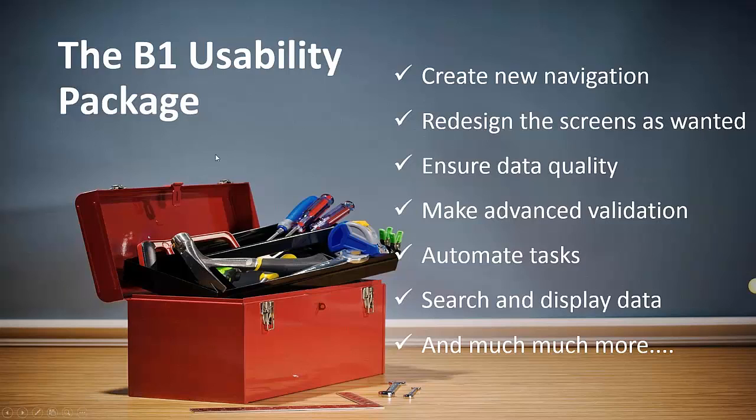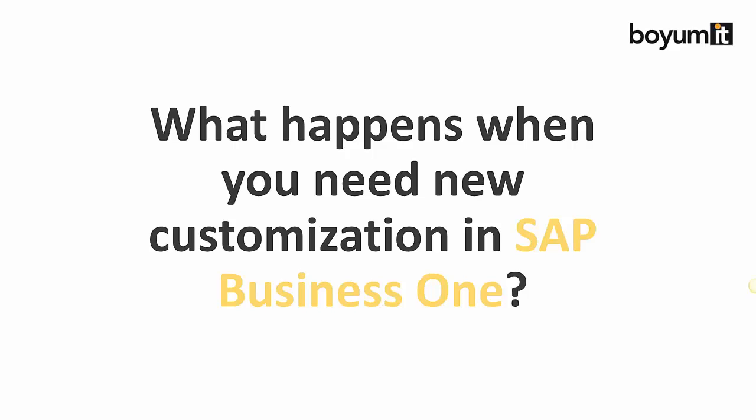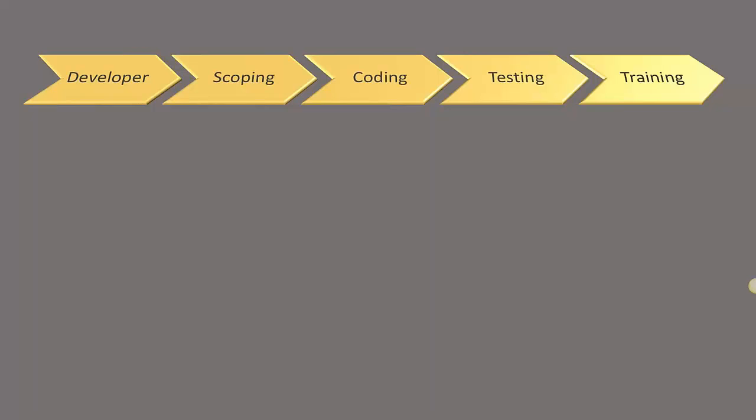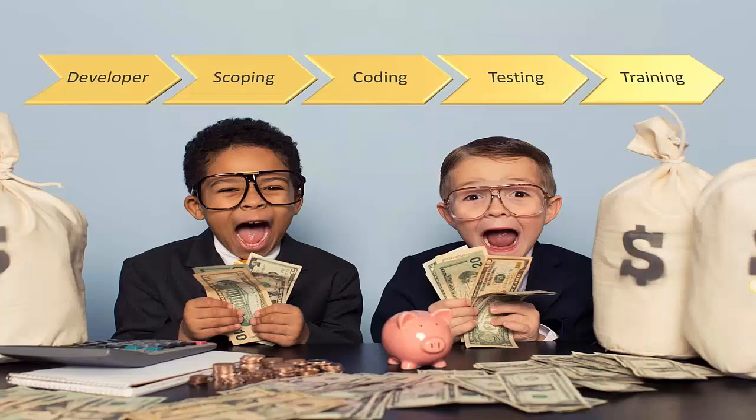So what happens when you need a new customization in SAP Business One? Some of you went through this process. You know that, first of all, there needs to be a developer someplace in Milner Browne. You need to do a scoping, a coding, testing, and training, and all that has a cost. And the cost is not just to you as the customer, but also to Milner Browne in terms of resources and what it means to have a developer assigned to one single customization for one of you. It means that he doesn't have time to do anything else.